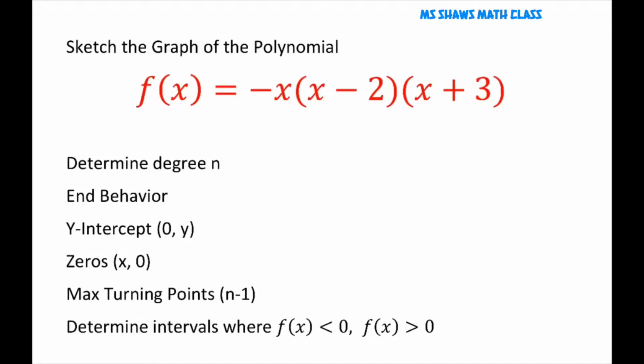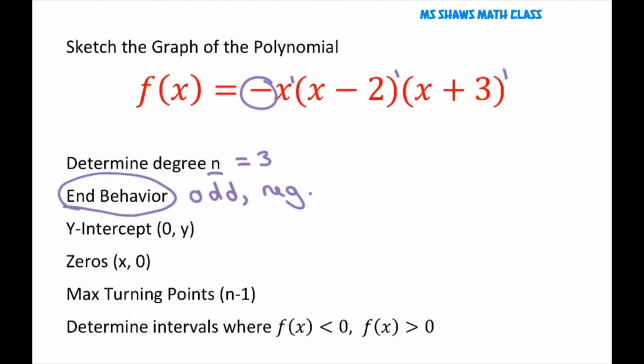Hey everyone, we're going to sketch the graph of this polynomial, and so let's fill out some information here. We're going to determine the degree. Since this is not in standard form, I'm merely going to add up my multiplicities here. We have 1 plus 1 plus 1, so our degree is 3. That's an odd number, and my lead coefficient is negative. And we'll talk about end behavior in just a minute, but these are the two things you need to know.